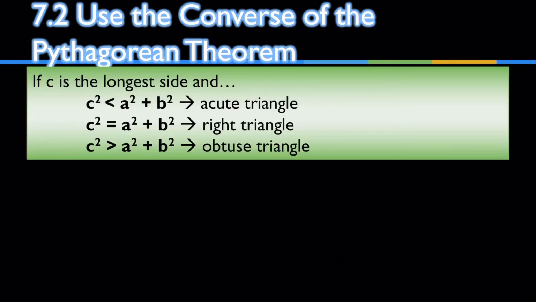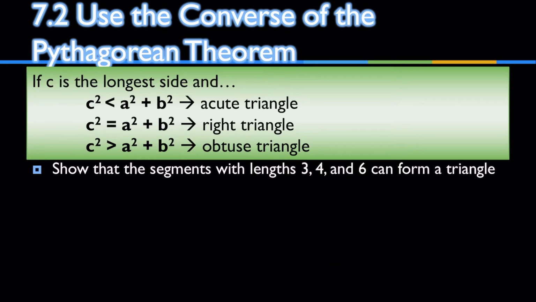What's more interesting is that if c is the longest side and that longest side is too short, you get an acute triangle. Or if the longest side is too big, it's an obtuse triangle. So you can figure out what type of triangle you have.